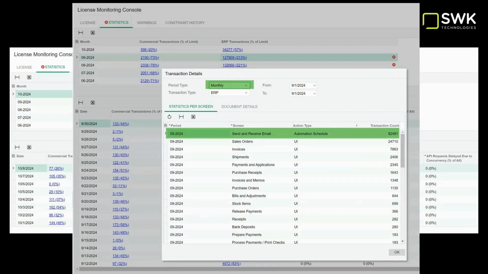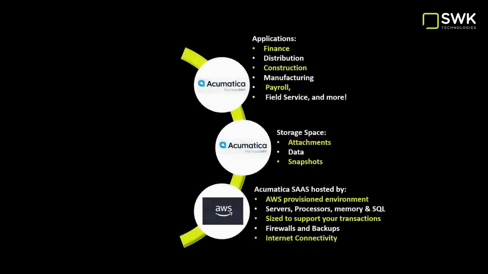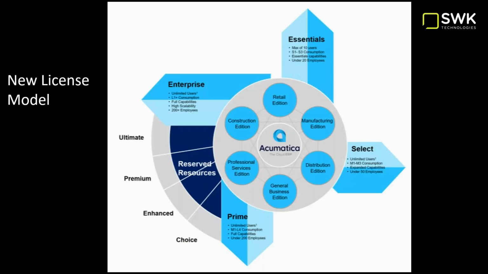So now that you can see how you're consuming in the system, let's take a look at what's changed. I want to remind us that we have these three components in the SaaS environment: the application, the storage, and then the infrastructure. So the new license model, we're going to spend a little bit of time on the screen.